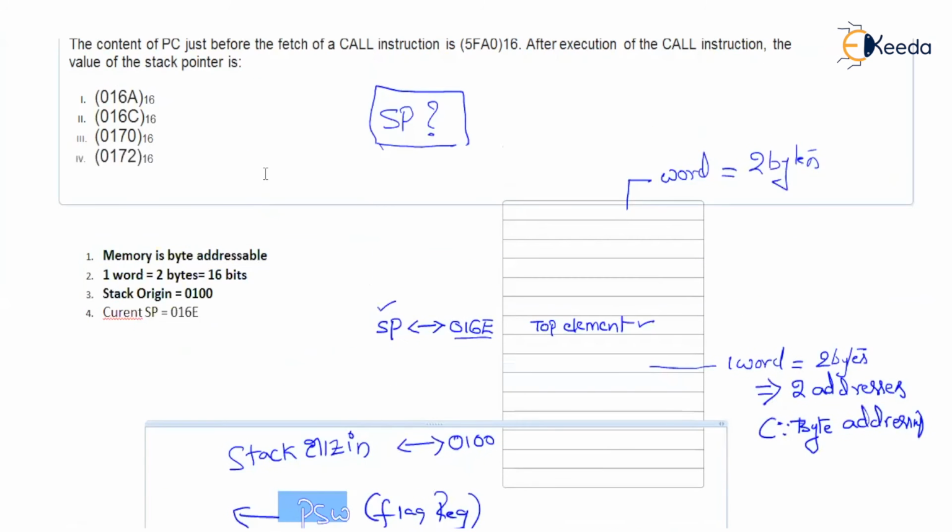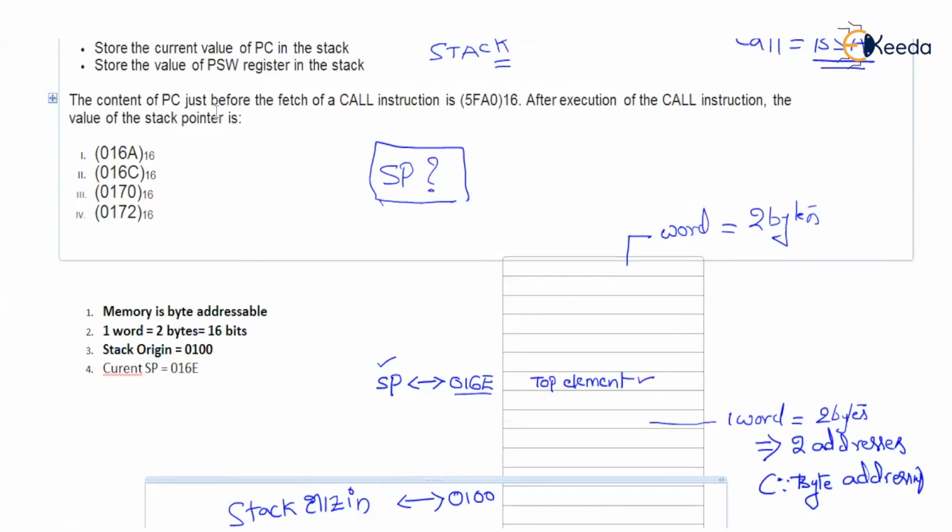Now the question is: the contents of the program counter just before the fetch of a call instruction is 5FA, given in hexadecimal. Look at what is asked. After the execution of the call instruction, what is the value of the stack pointer? The simple thing is to go to the current value of the stack pointer.